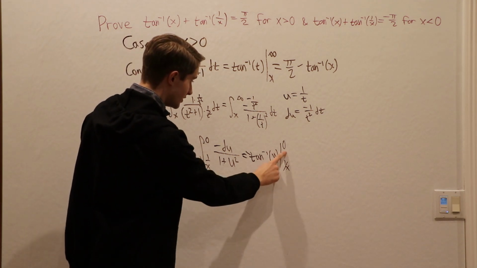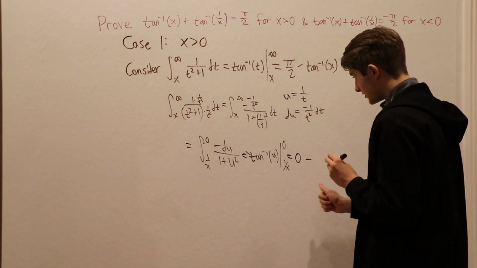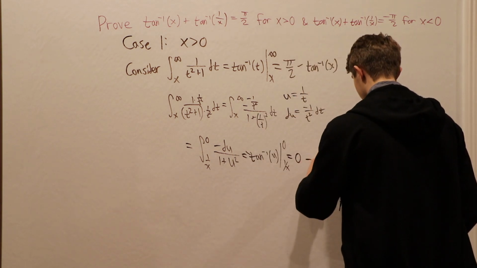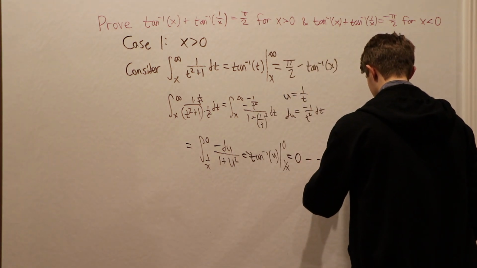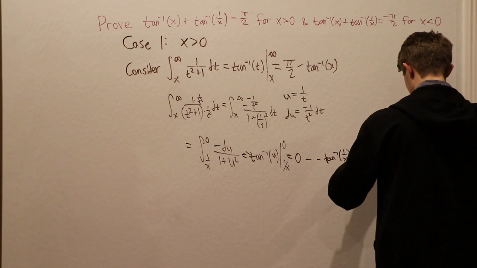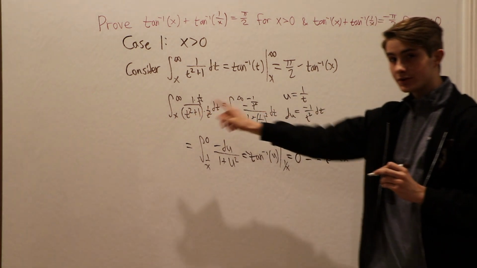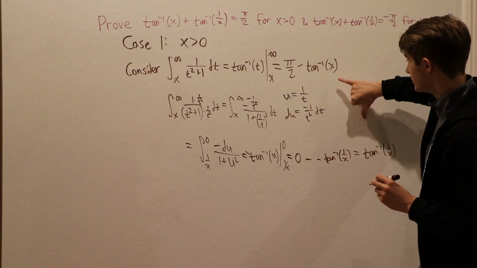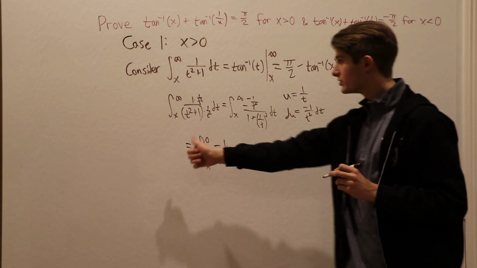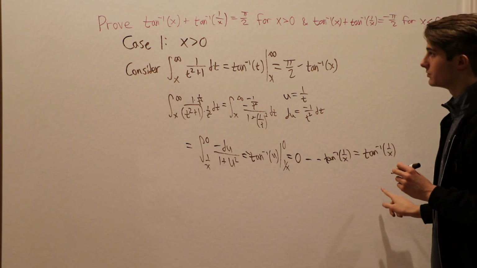Now when we do the inverse tangent of 0, we just get 0. And then we have minus negative inverse tangent of 1 over x, which is just the inverse tangent of 1 over x. So we've evaluated this integral in two different ways and gotten two different answers. But because we started with the same integral, we know that our results have to be equal.